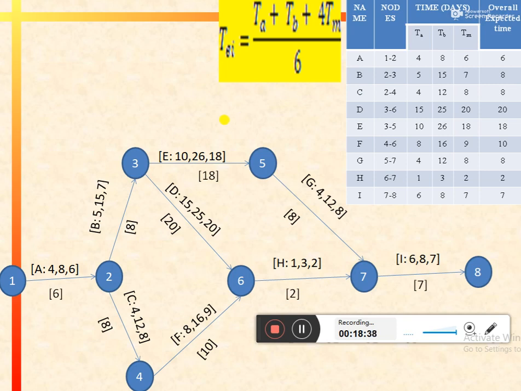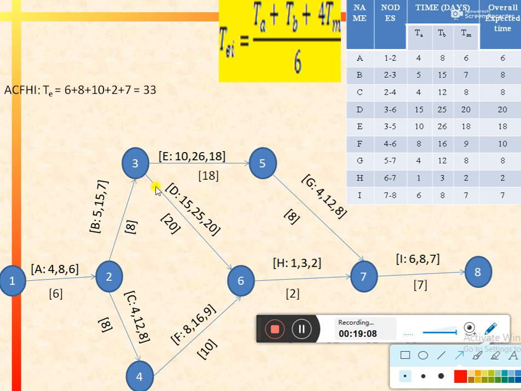So in step 1, we have drawn the network for the given activities. In step 2, we have calculated the single expected time for each activity. Now in the third step, we need to calculate the completion time for different paths in this network. As we can see, there are different paths in this network, so we need to calculate their completion time.